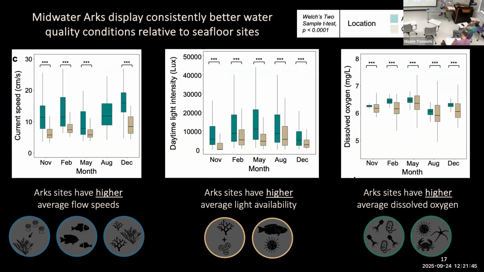So what are one of the reasons why these things were so successful? One of them is definitely the water quality conditions. The midwater arcs were definitely displaying better water quality than the control sites were. We can see that here in the left plot. The arcs had faster average flow speeds. When it comes to daytime light intensity, the arcs had higher average light availability, and this is really because of turbidity in the water column at the control sites. And arcs also had higher average dissolved oxygen. We know that all of these things are associated with improved physiological success and performance of different macroorganisms.